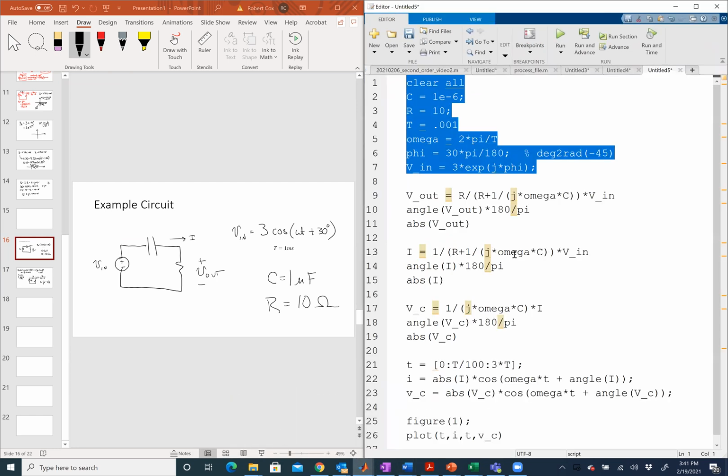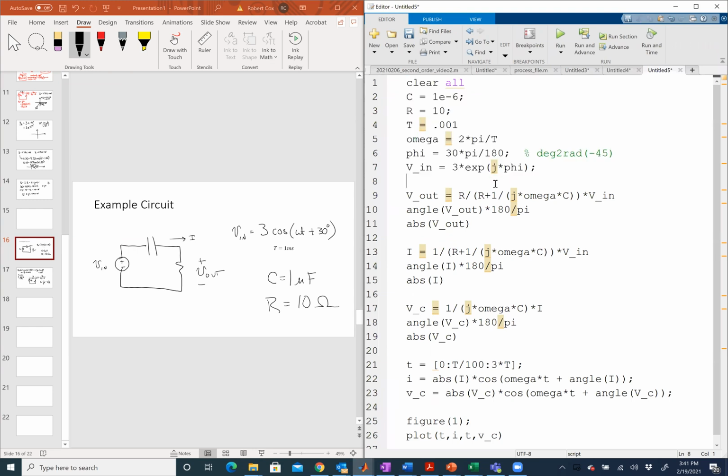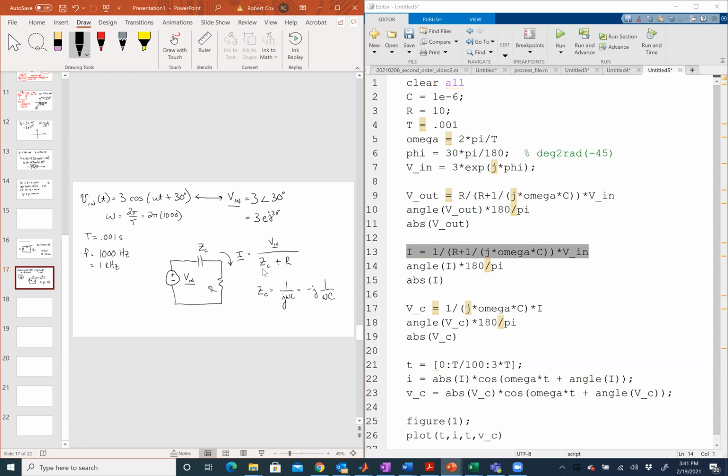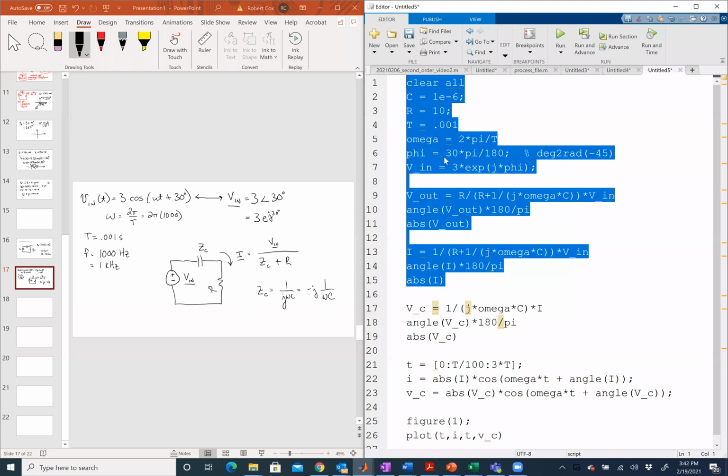All right, there we have it. So if I want to figure out what I is, there's I. Here was our expression for it: Vn over Z sub C plus R. So here is 1 over R plus 1 over j omega C. Multiply all that by Vn. Then I get the angle and I get the magnitude, and I plot that. Or I just calculate it first, I guess.